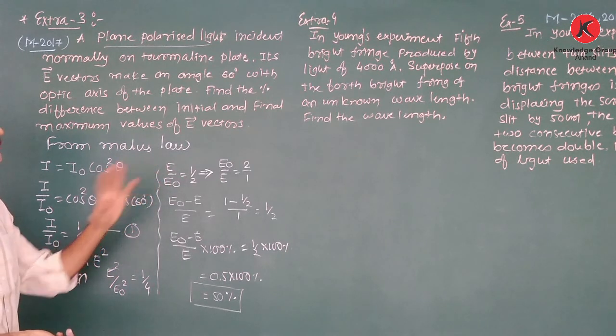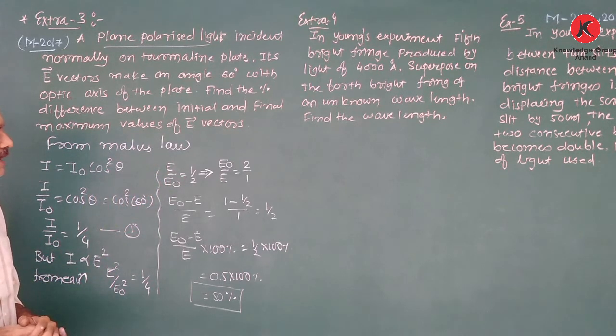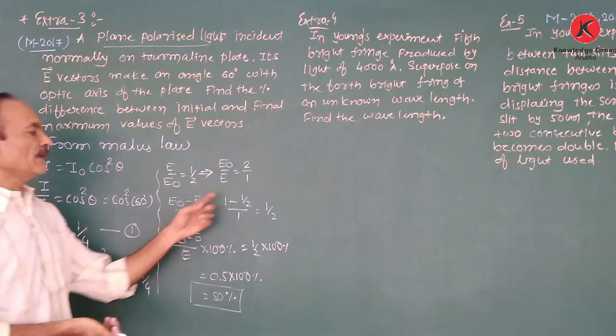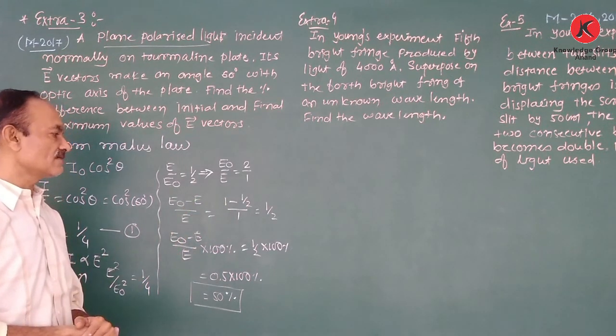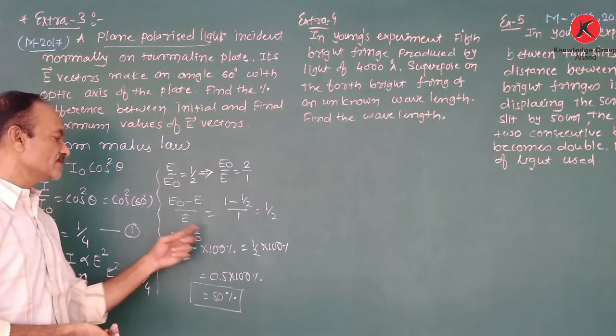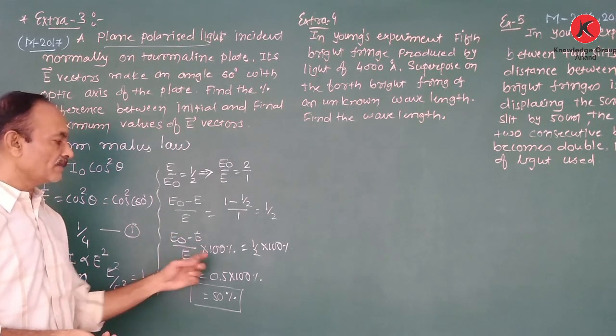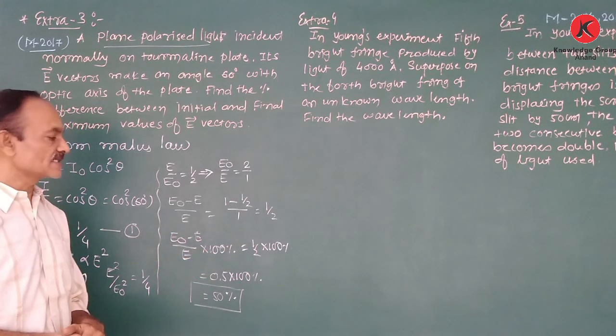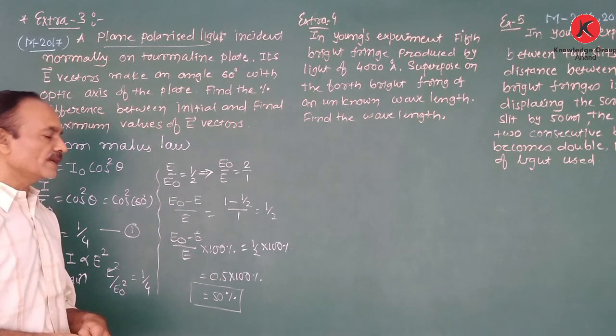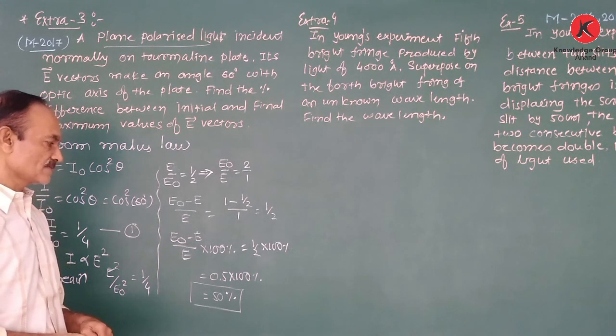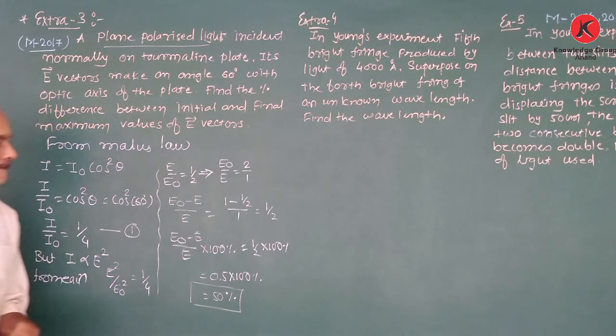Therefore, E0 minus E upon E: 1 minus 1 by 2 upon 1 is equal to 1 by 2. Therefore, E0 minus E upon E, the percentage difference, is equal to 1 by 2 into 100%. So it is equal to 50%.